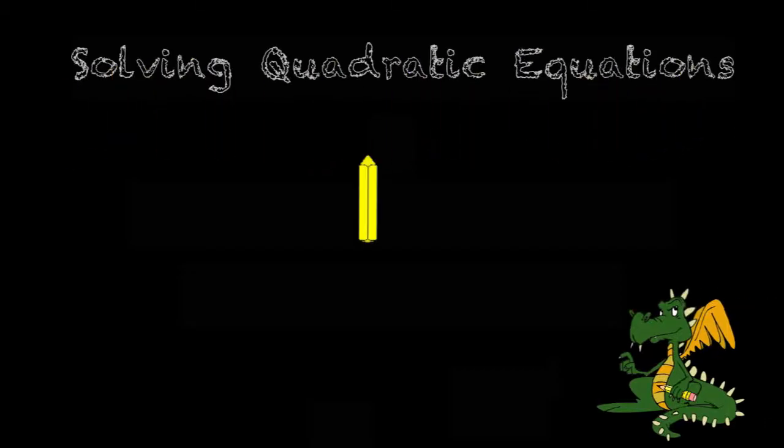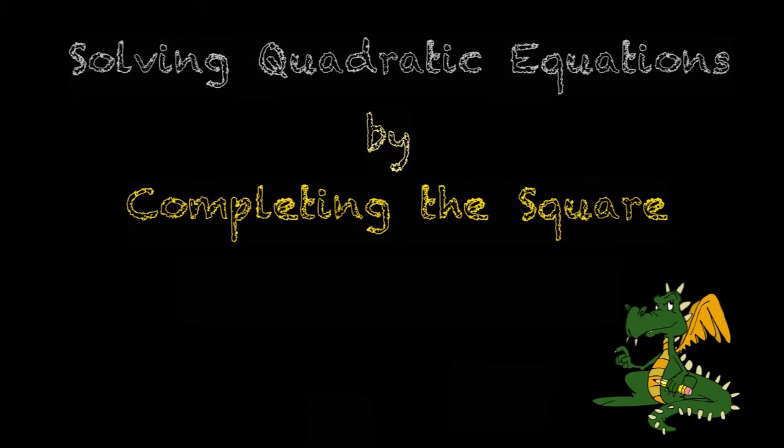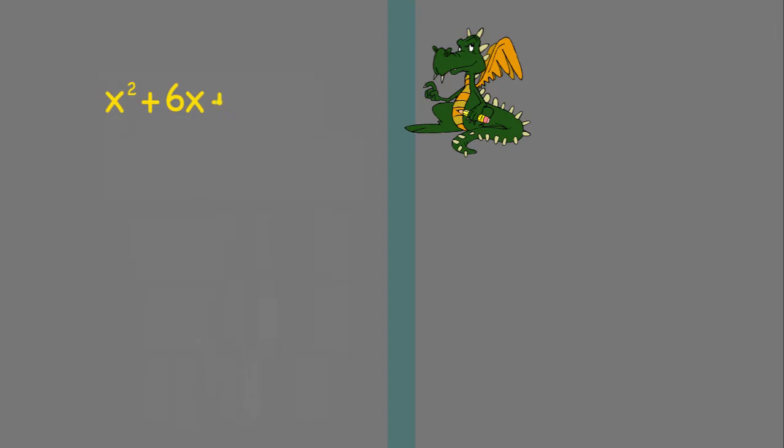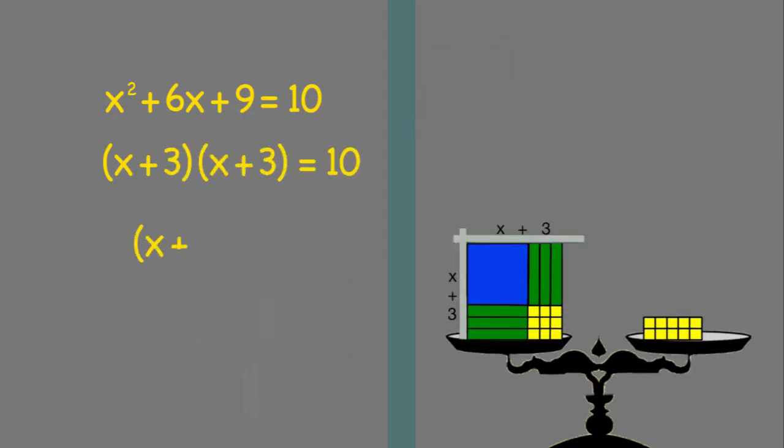Solving quadratic equations by completing the square. Let's say we want to find which values of x satisfy the equation x squared plus 6x plus 9 is equal to 10. We notice that we've got a perfect square on one side, so we can factor it, and that would give us (x plus 3) squared is equal to 10.